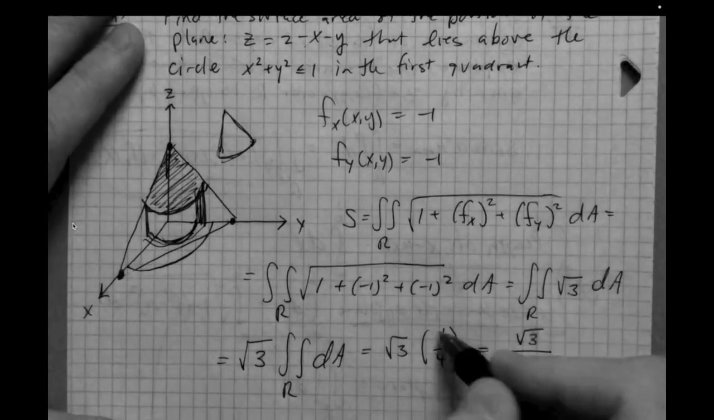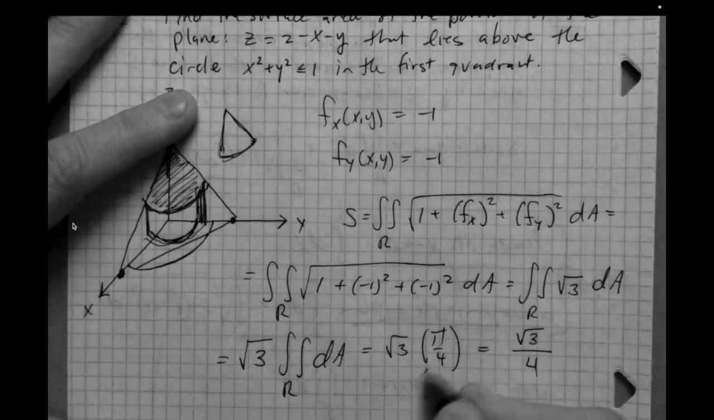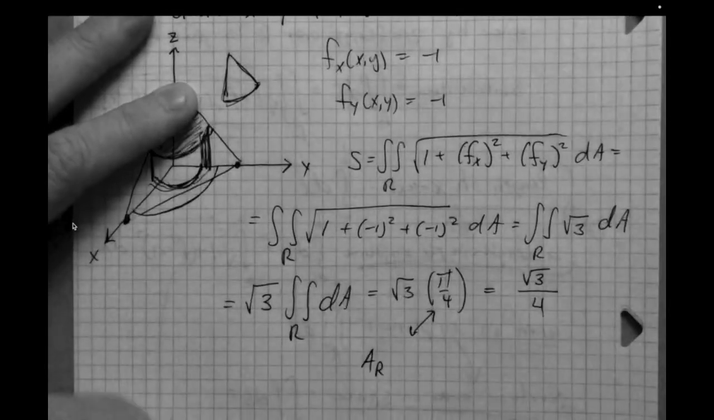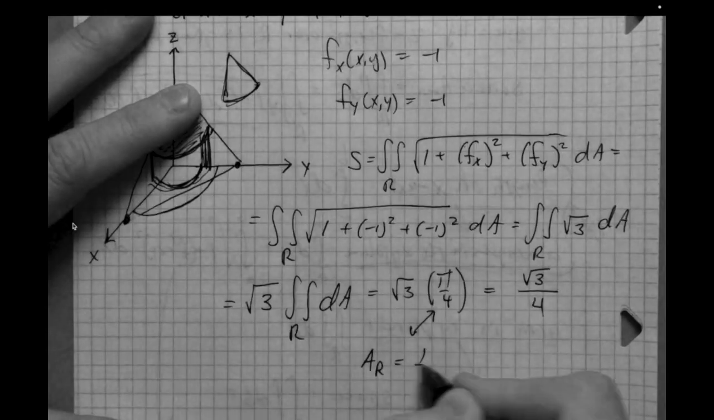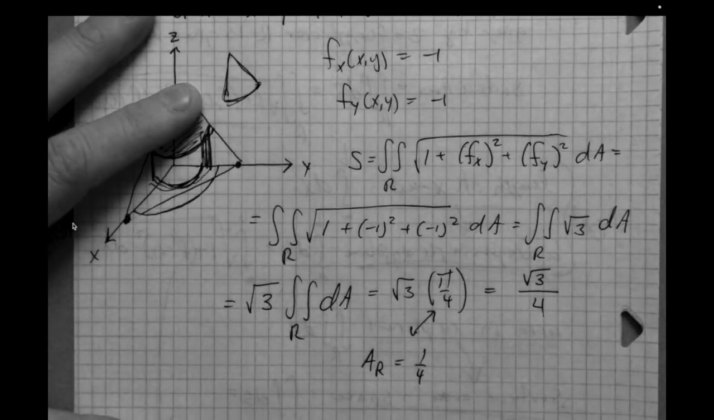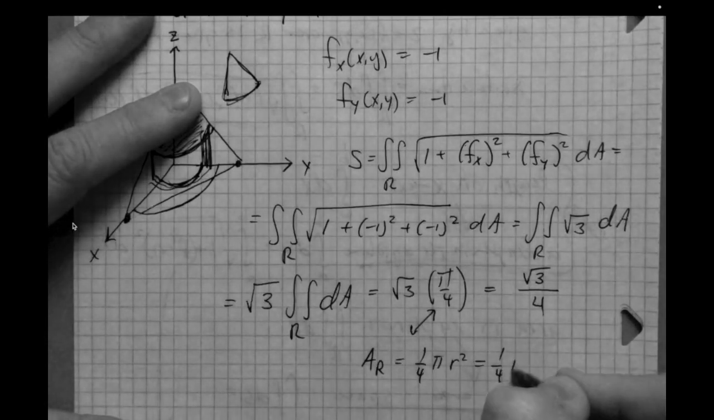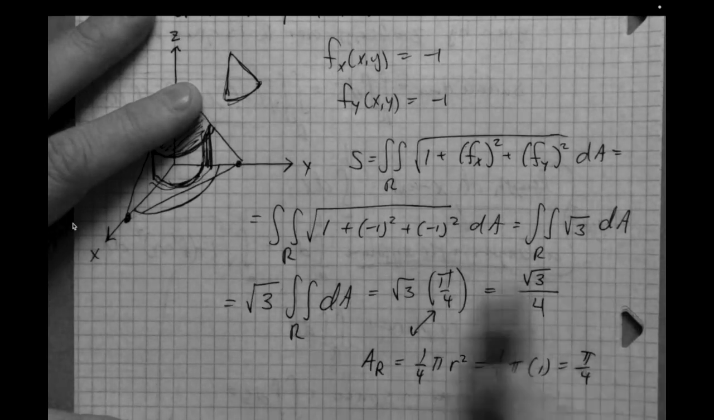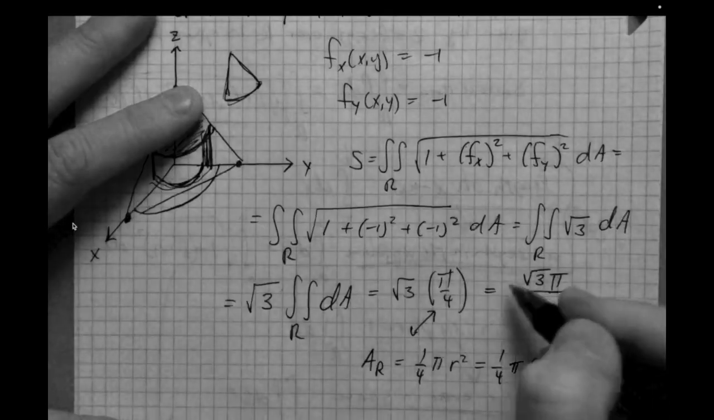Oh, I'm sorry. This should be pi over 4. What was I writing that for? Just to be clear, where did this come from? This is going to be the area of the region, right? The area of the region is 1/4 of the area of the circle, and in this case, the area of the circle would be pi times the radius squared, which is 1. So it's pi over 4. So this should be square root of 3 pi over 4 is what I meant to write there.